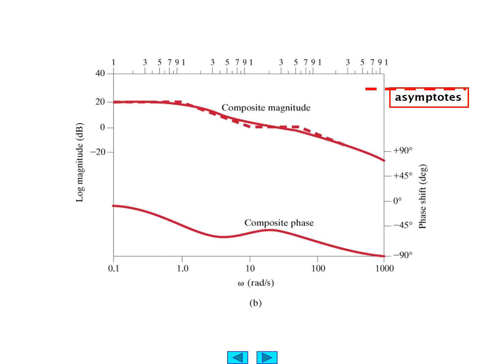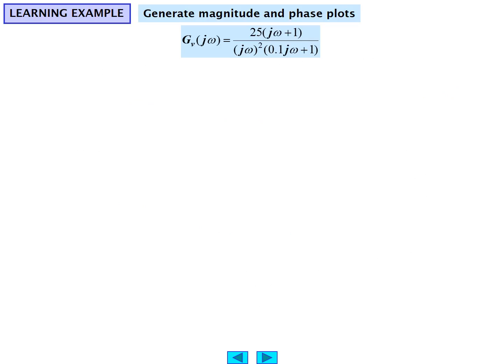So here's the end result, the composite magnitude followed by the composite phase for this complicated circuit. Let's look at this learning example now for G(jω).